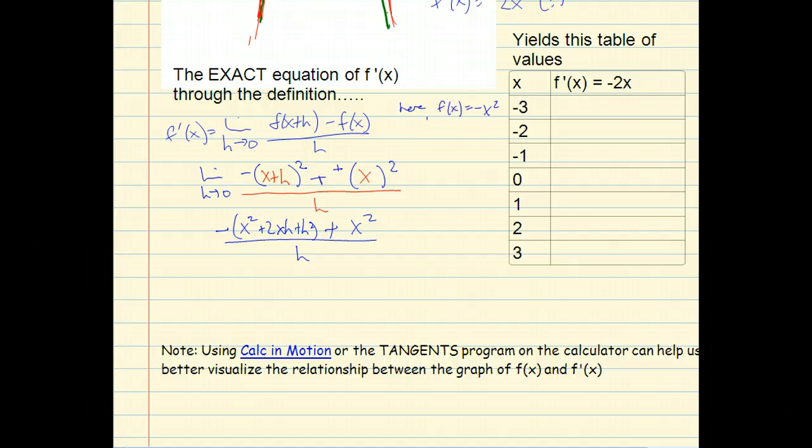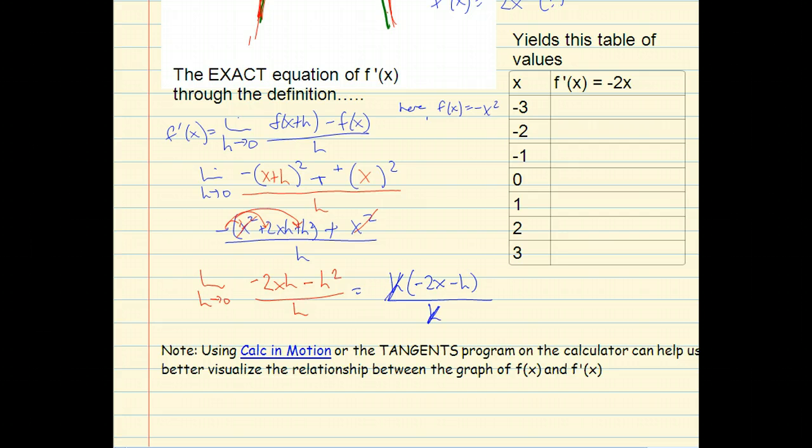So don't forget, we have to distribute this negative through to each and every one of these terms. And when we do, we have an x squared and a negative x squared. What's going to be left behind? Negative 2xh minus h squared. So again, guys, I just distributed the negative through, all over h. Oh, and don't forget, we're taking the limit as h approaches 0. Look at that. All the top terms have a factor of h. So let's factor out an h. What will be left behind? Negative 2x minus h all over h.